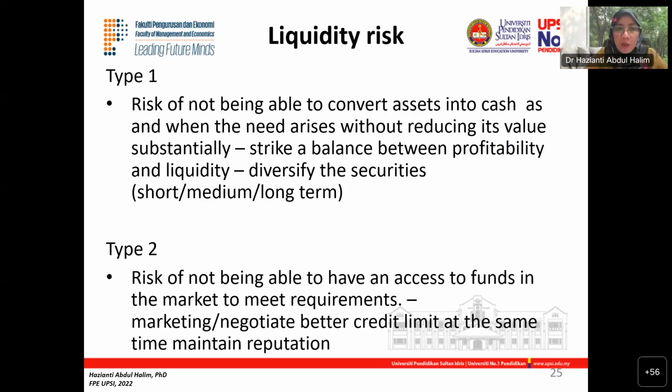Alright, so for liquidity risk, we have two types. Number one is type 1: the risk of not being able to convert assets into cash as and when the need arises without reducing their value substantially. Here, banks need to strike a balance between profitability and liquidity. So what they have to do is diversify their securities. And type 2 liquidity risk: the risk of not being able to have access to funds in the market to meet requirements. Okay, so these are the liquidity risks.